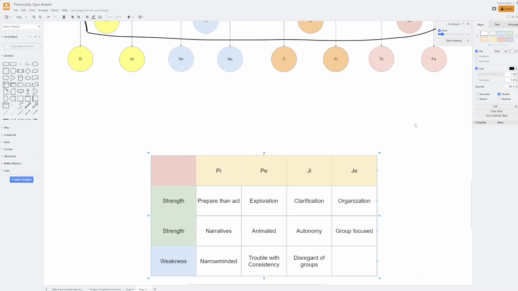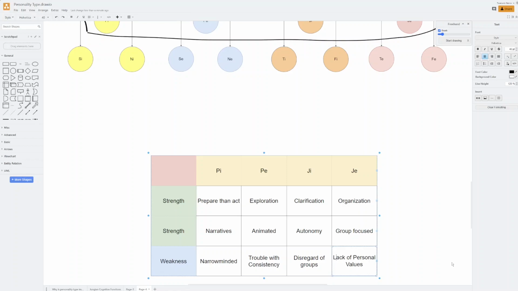So this is the group focus, and as a weakness you can say lack of personal values. How this manifests for the extroverted thinking types is that, as I talked about in the last video, they can steamroll people. They can be very focused and driven to achieve something. And if someone is not capable enough, they can really say it to their face, and also not take into consideration additional things that might be the cause of that, but just disregard them immediately.